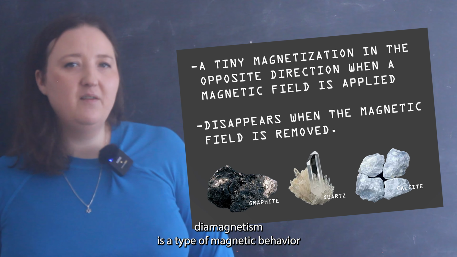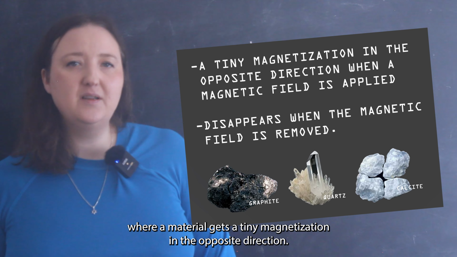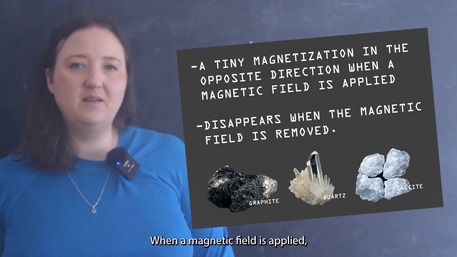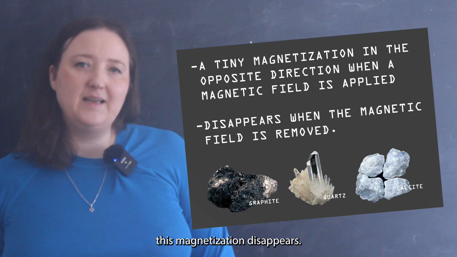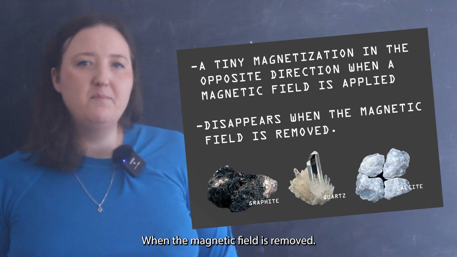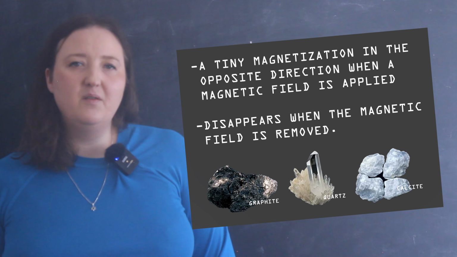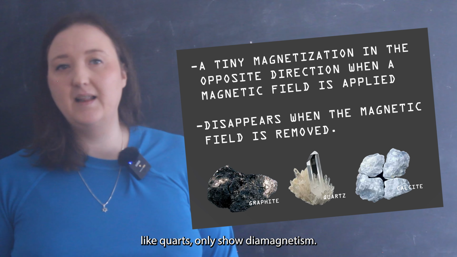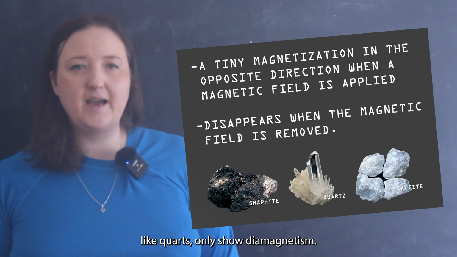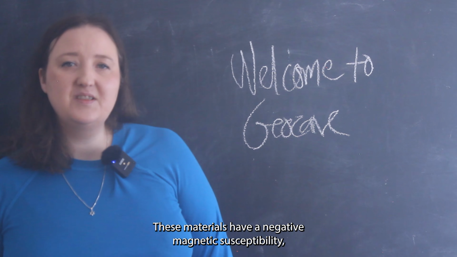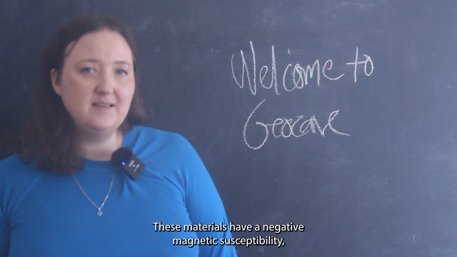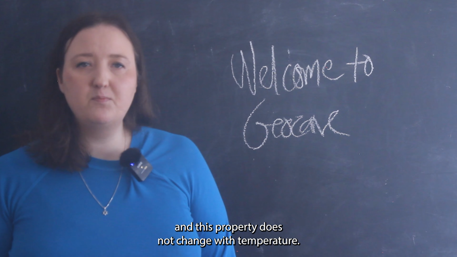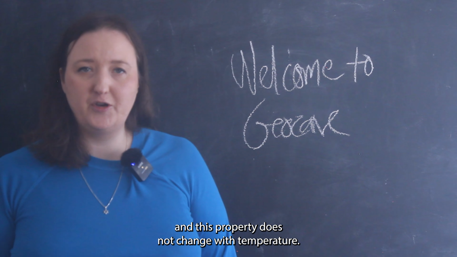Diamagnetism is a type of magnetic behavior where a material gets a tiny magnetization in the opposite direction when a magnetic field is applied. This magnetization disappears when the magnetic field is removed. For example, materials without any inherent magnetic moment, like quartz, only show diamagnetism. These materials have a negative magnetic susceptibility, meaning they slightly repel magnetic fields, and this property doesn't change with temperature.